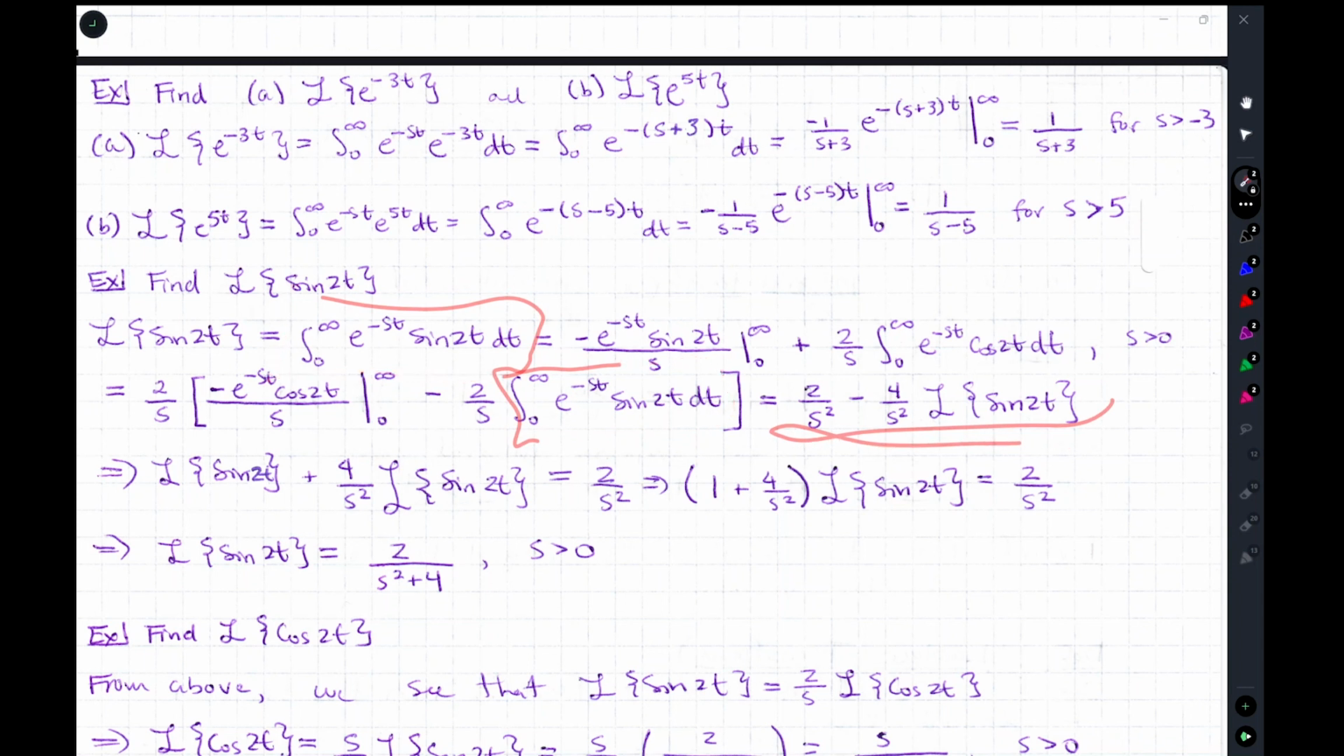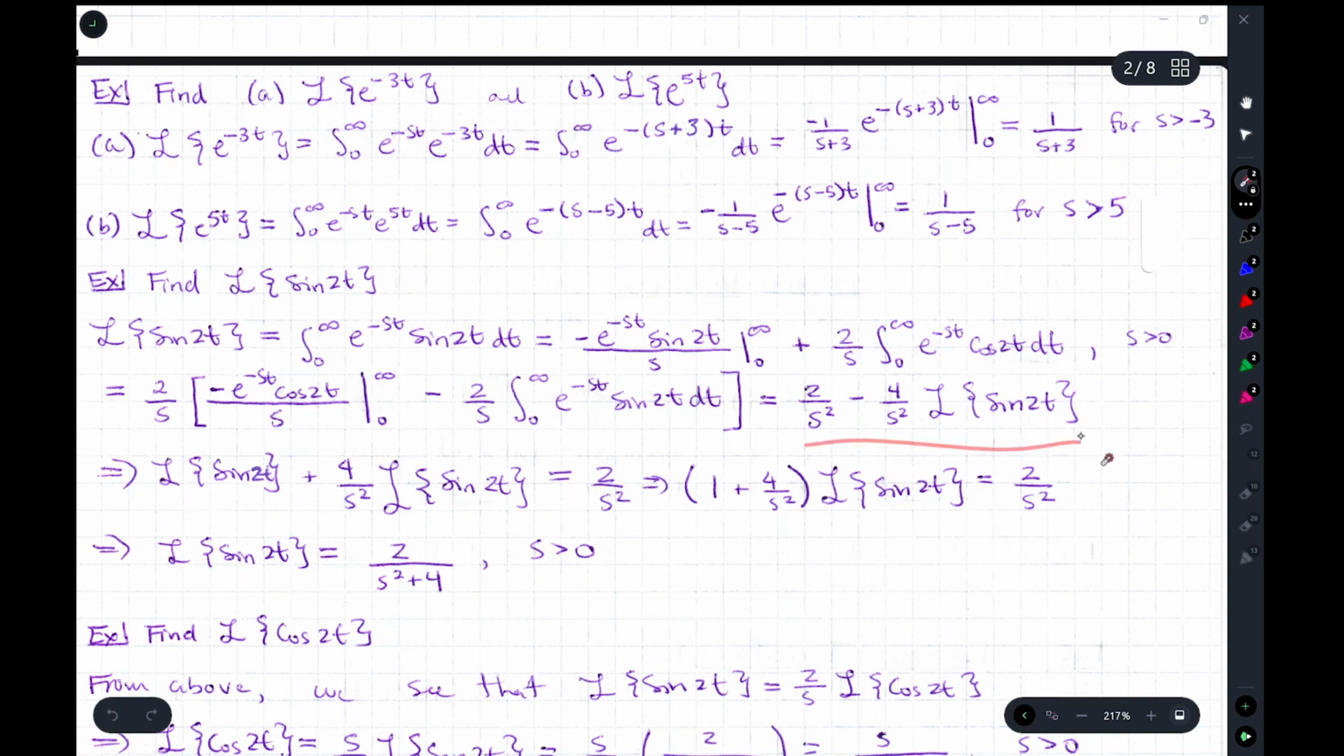Now what you could do is this standard trick from Calc 2 with integration by parts, where you just solve now for the Laplace transform of sine 2t, basically solving for this integral algebraically. So we're going to move this to the other side, okay, and we get this expression here. We factor out what we want to solve for, and we get that right there. And we divide by this term to obtain this. Okay, and we now have our Laplace transform of sine 2t.